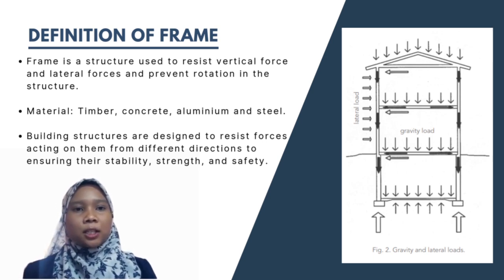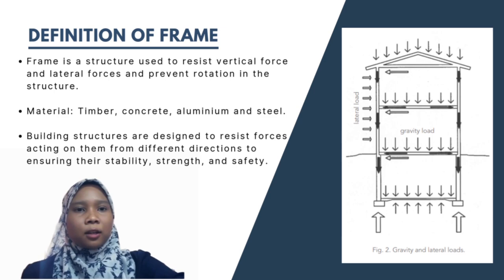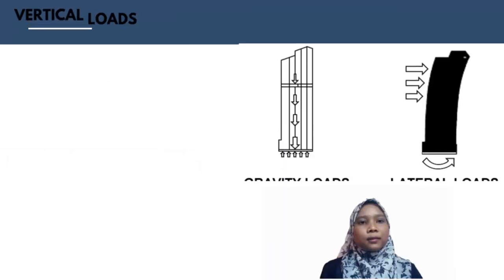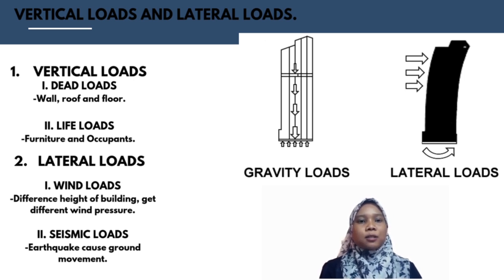Building structures are designed to resist forces acting on them from different directions, ensuring their stability, strength and safety. These forces can be categorized into vertical and lateral loads, each playing a critical role in the structure design process. Vertical loads are downward forces primarily resulting from gravity and include dead load and live load.